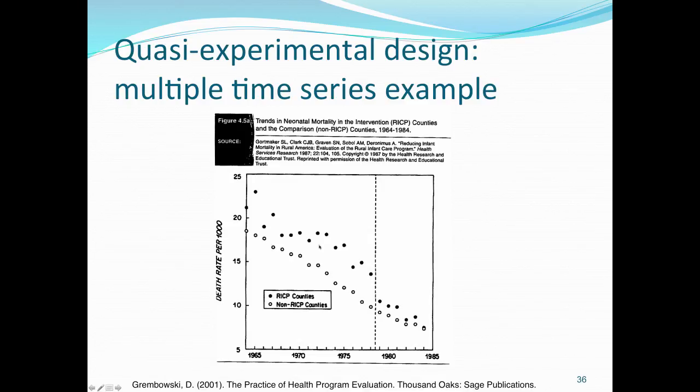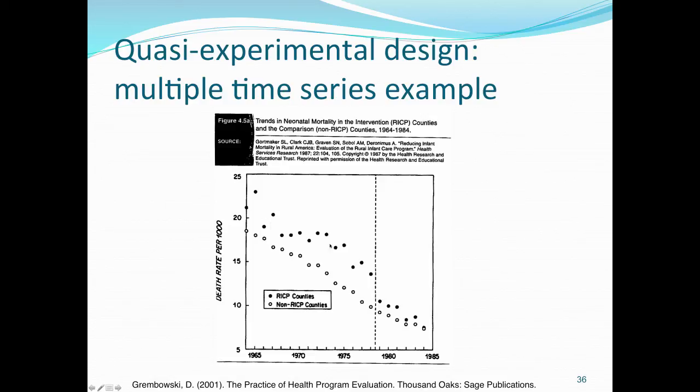Well, first of all, our program, by the way, is this line here around 1978. And what you can see here is that, first of all, there is clearly a downward trend in newborn mortality over time, as you can see by the line sloping downwards long before the intervention ever hit. And in fact, the downward slope is present in both the intervention and the comparison counties.